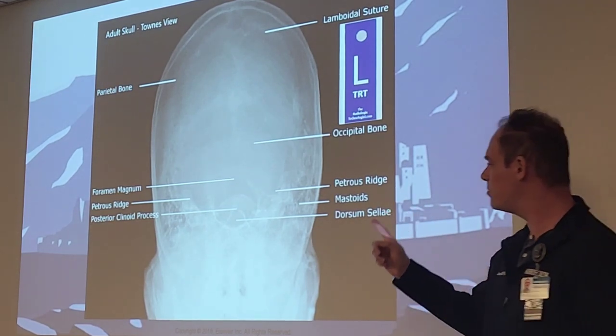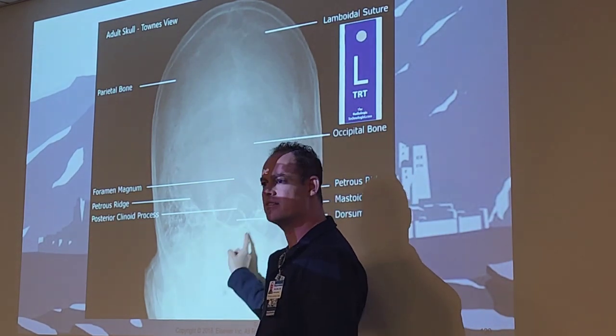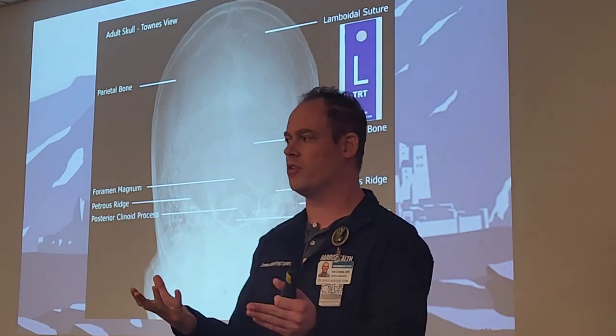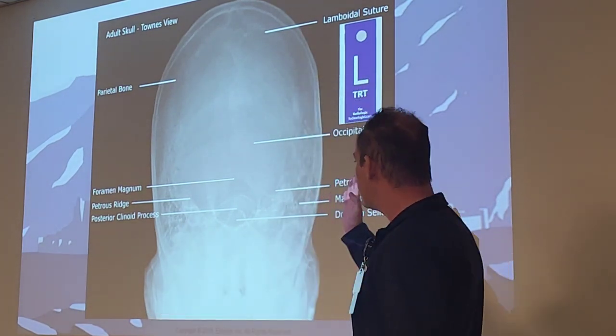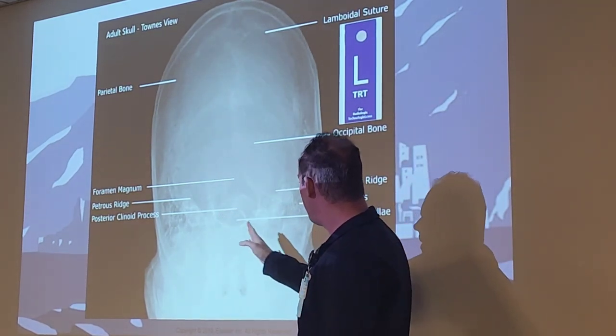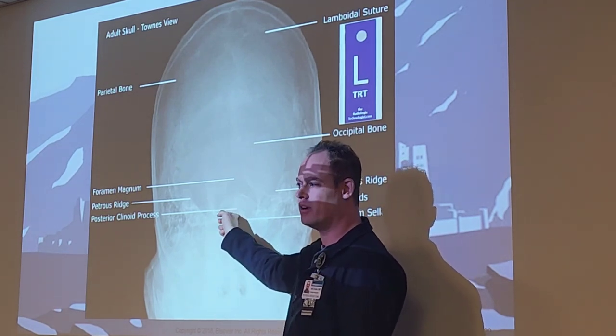How else can I know it's the occipital bone? Well, look at this big round structure right here. What is that, guys? Where is the foramen magnum located? On the occipital bone. So when we do this x-ray, we're not only looking at the occipital bone, we're looking at the foramen magnum, and we're looking at portions of the sphenoid bone through the foramen magnum right here.